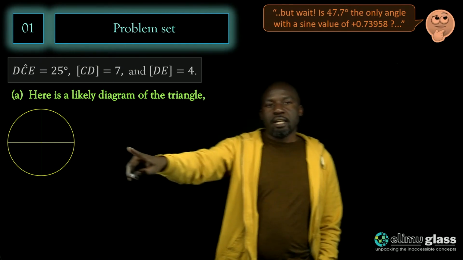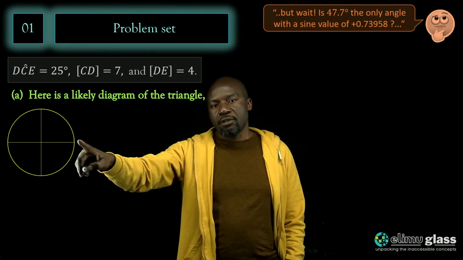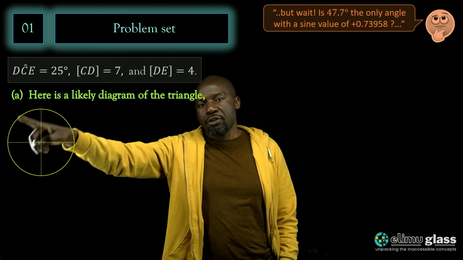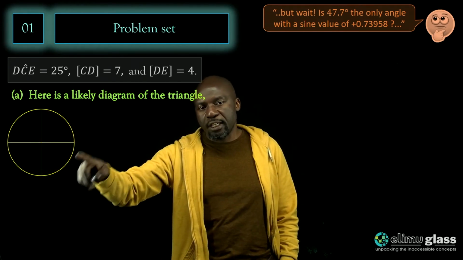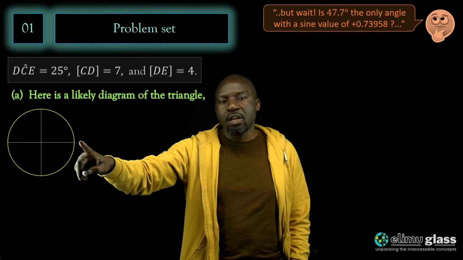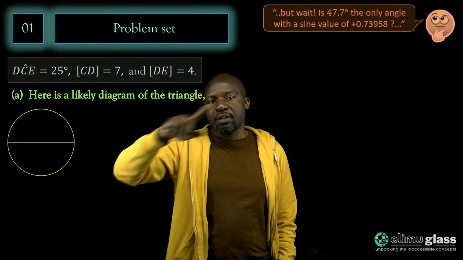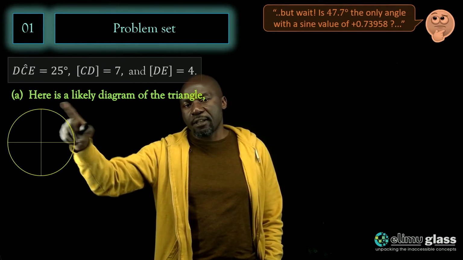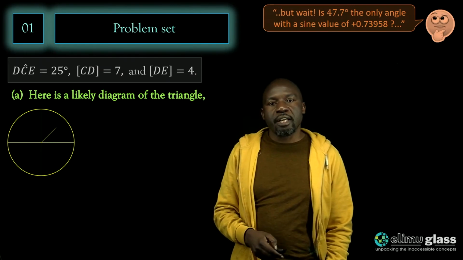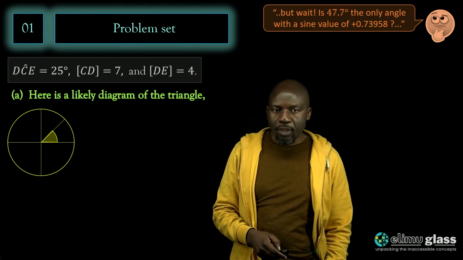47.7 degrees there lies in the first quadrant. This is 0 degrees, 90 degrees, 180, 270, 360 is the same as 0. So 47.7 must be within the first quadrant here. So we can indicate 47.7, okay?